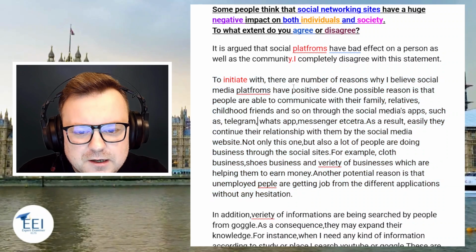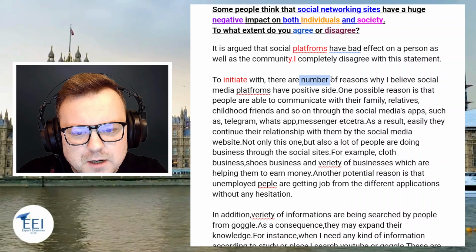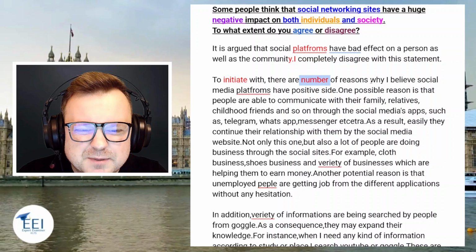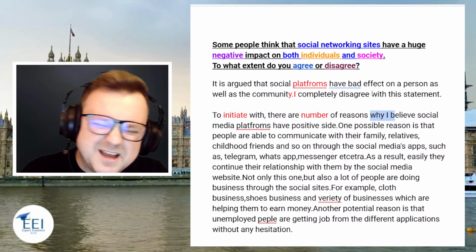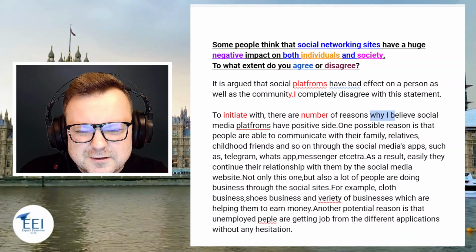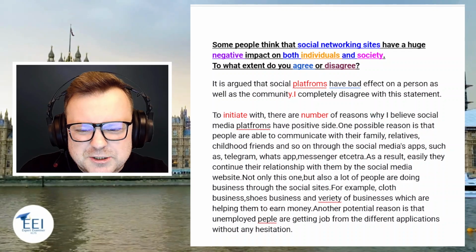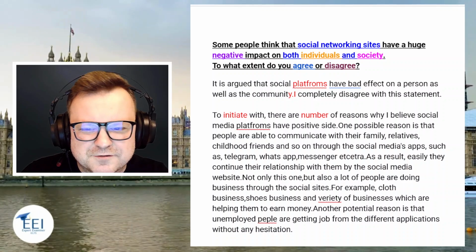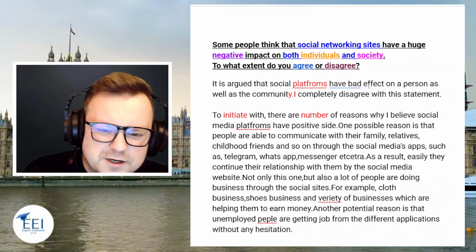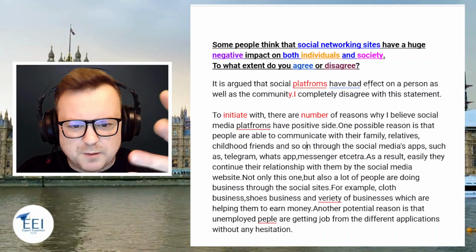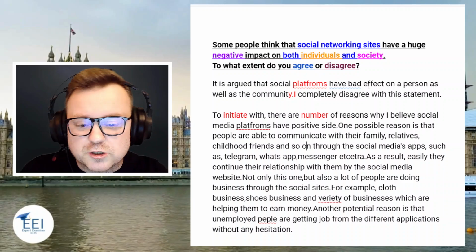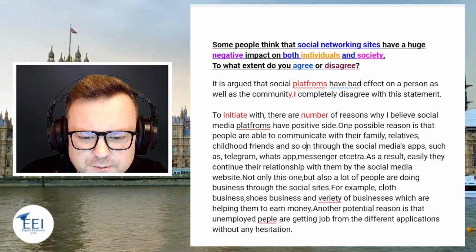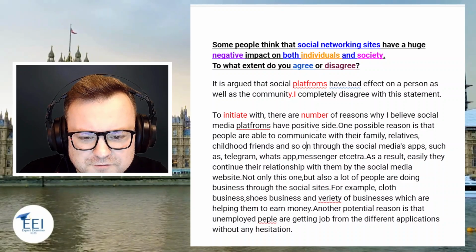To initiate with, there are a number of reasons why I believe. Well, we want to talk. I mean, okay, you can introduce it this way, but I just think, one reason or one negative effect on individuals is blah, blah, blah. Just get straight into it. Just start talking about the first one. So initiate, there are a number of reasons why I believe social media platforms have positive side.